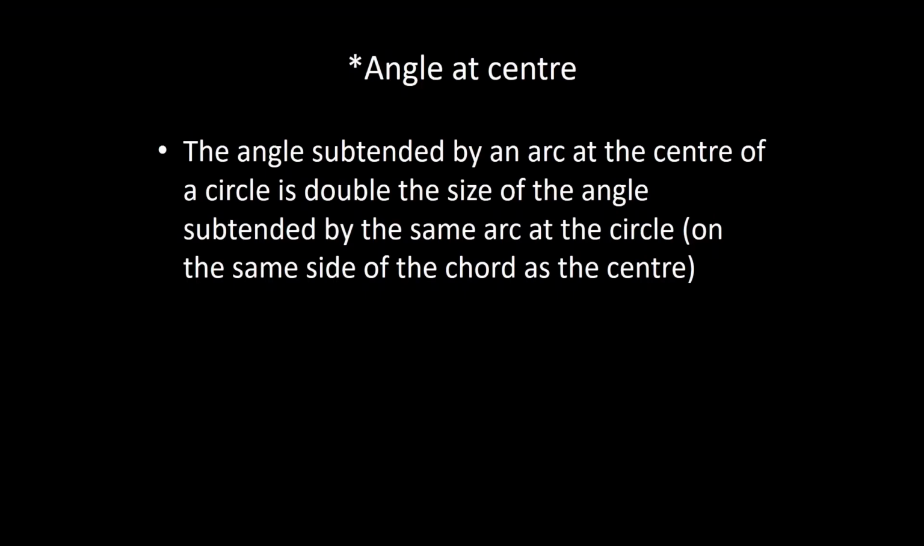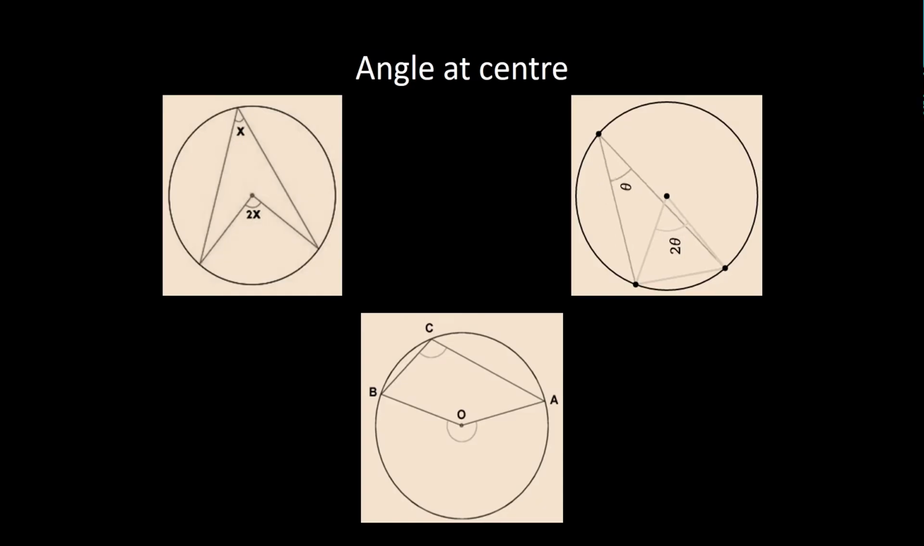All right. One of the other theorems you learn is angle at center, and I'm going to show you some nice diagrams about this. It says that the angle subtended by an arc at the center of the circle is twice, or double the size of, the angle subtended by the same arc at the circle. At the circle means on the circumference. It's on the same side of the chord as the center. So this is what it's looking like.